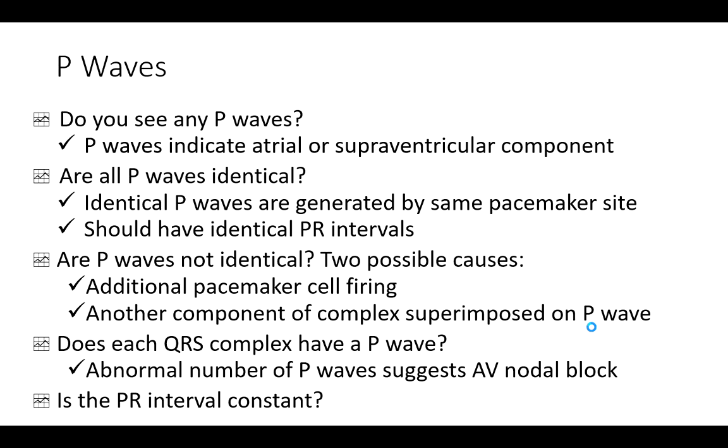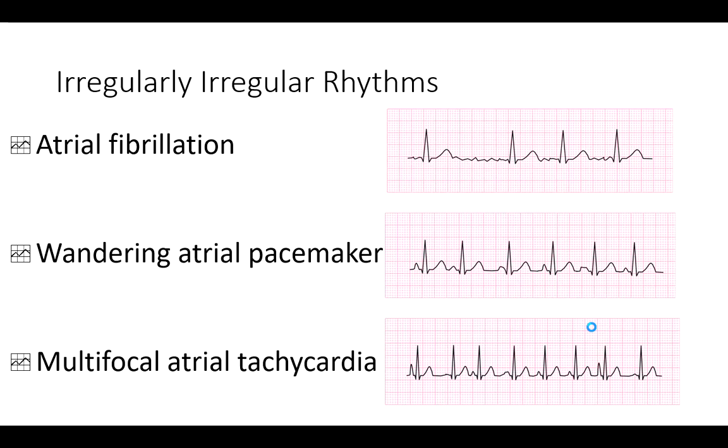Does the QRS complex have a P wave? A lot of times when we look at an ECG rhythm strip, we'll say, is there a P for every QRS, a QRS for every P? Did every P wave generate a QRS? And if we see a QRS, was there a preceding P wave? Because if there's not, an abnormal number of P waves indicates possibly an AV nodal block. And is the PR interval constant? Again, if it's elongating, if it's changing, this is going to tell me what type of block may be present.